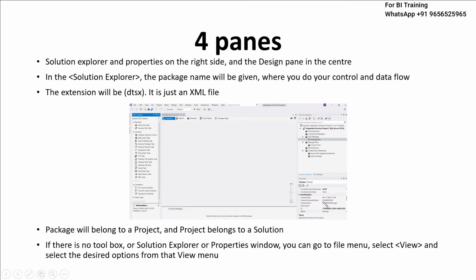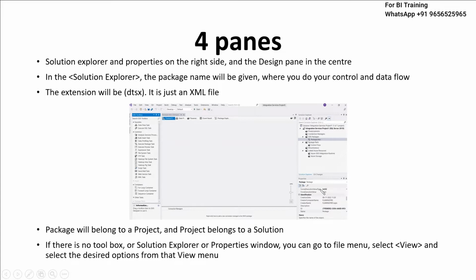If these panes are not there in your Visual Studio, you can go to the toolbox, or go to View and select it, or go to Tools and select it from there. In the earlier version, it was View. You can go to View and select whichever pane was not shown, and the pane will be displayed as per your selection.